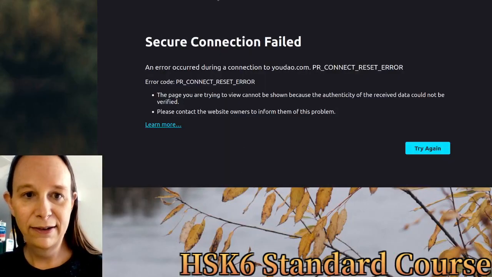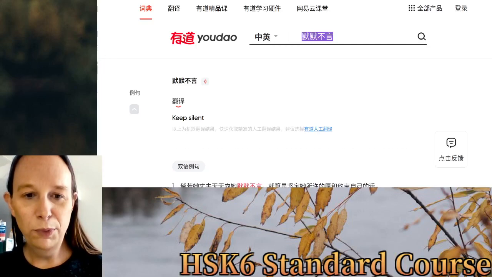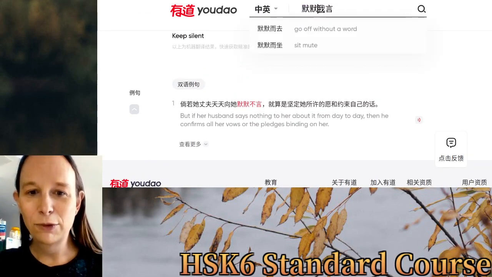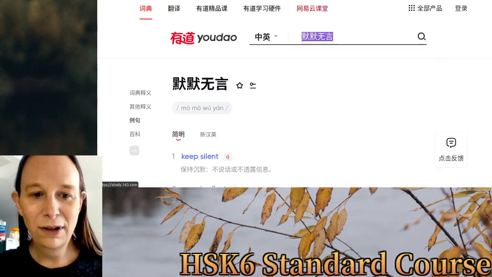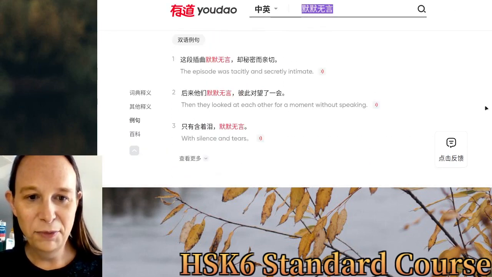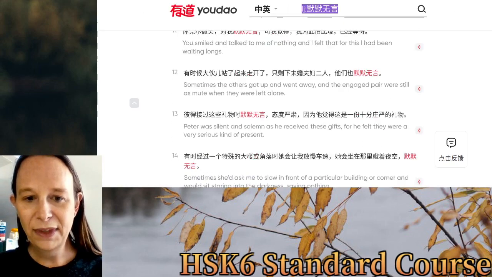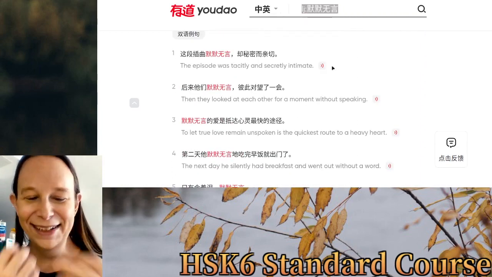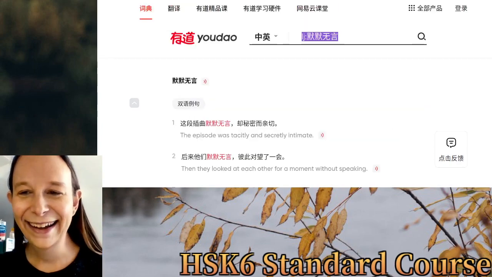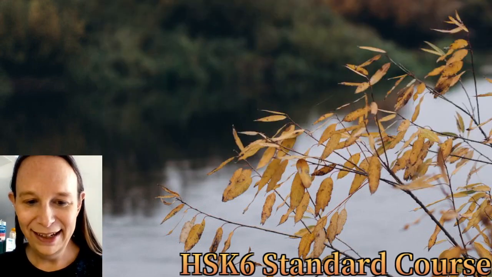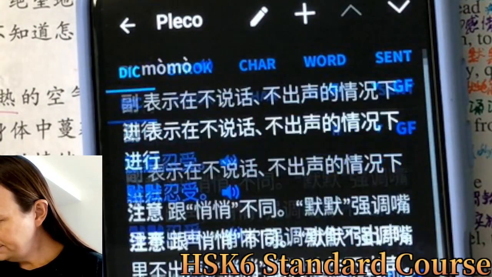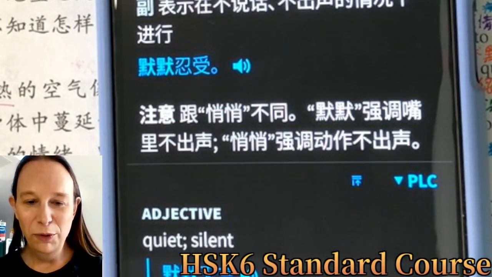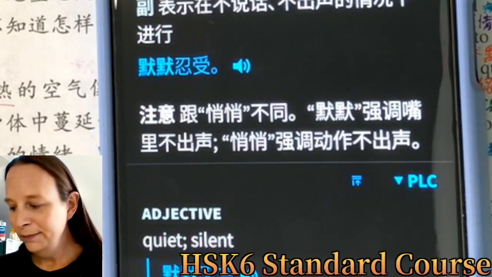So I put in 默默不言. Maybe it's the same thing. It's just some people write 无, some people write 不. 默默无言 looks more common though. Yeah, I don't know. It sounds nicer. It sounds more fun. All right, let's go back to the Pleco. And let's see, what's the difference between the adverb 默默 and the adverb 悄悄?